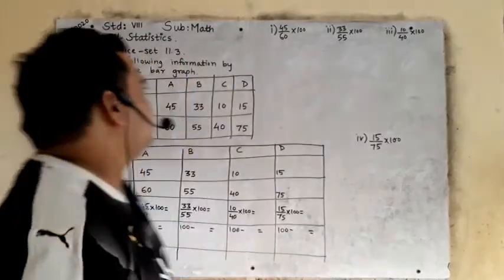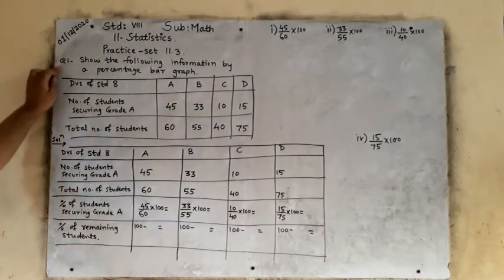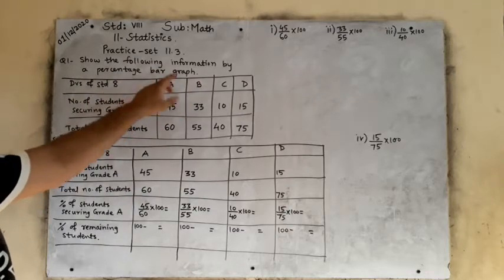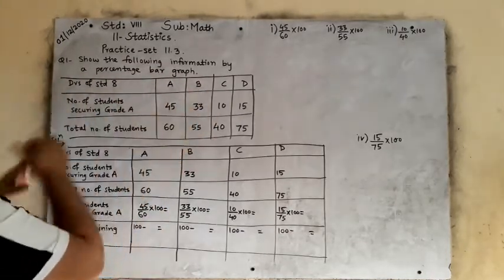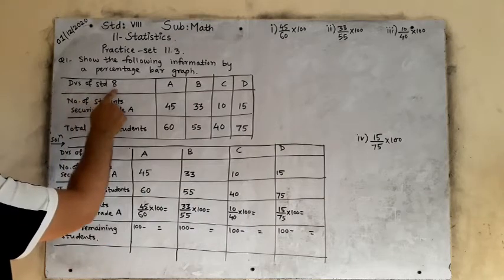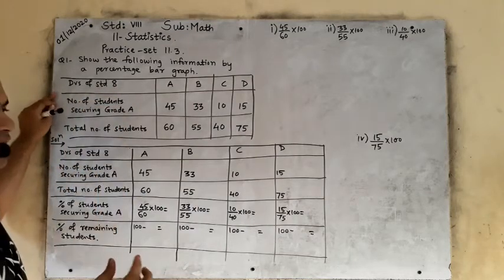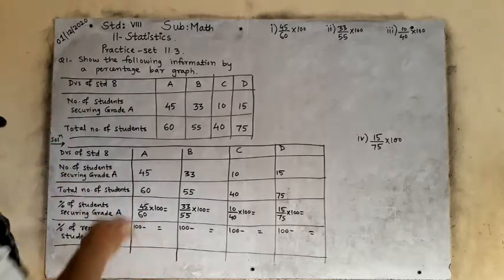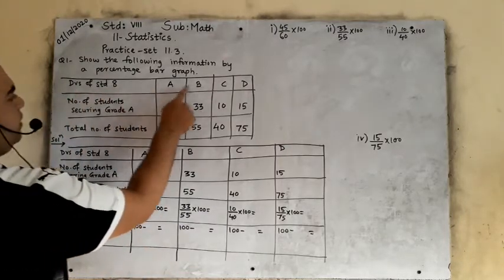Just look at the board. See, question number 1 is: show the following information by a percentage bar graph. This is a question table, division of standard 8. I have used short forms because of the lack of space on the board. You will write the full form. See, division of standard 8: A, B, C, D.